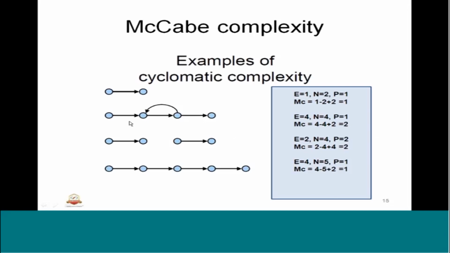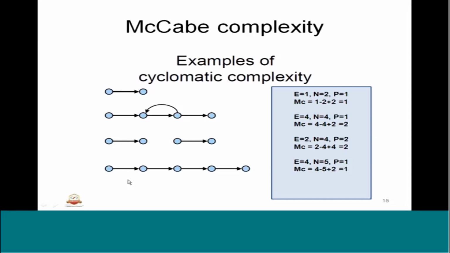In the second one we have 4 nodes and 4 edges. So here the complexity is 2. The next one, the complexity is 2. Why? Because there are 2 paths and they are disconnected with the help of 4 nodes and 2 edges. And in the last one we have 5 nodes and 4 edges, meaning to say that it will become 1. The complexity is 1. You can see the independent execution path is only 1, from the first node to the last node.